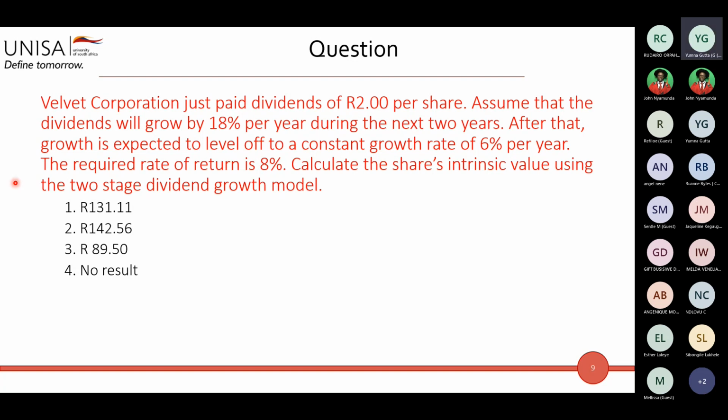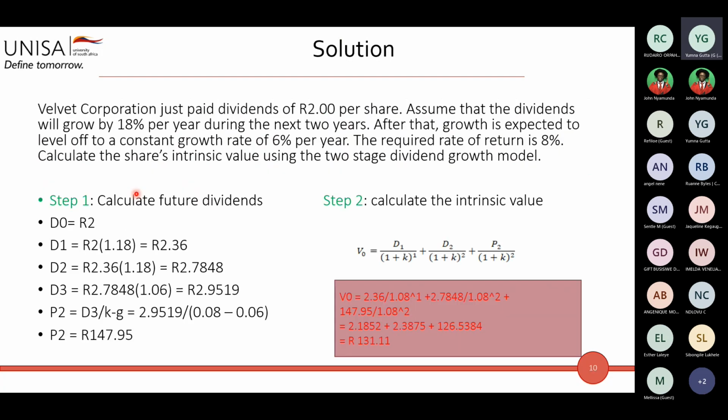So let's see if you've done your dividends right. To get from D0 to D1 is 1.18. You times by 1.18, then after that you times by 1.18 again. Should we show them the answer, Yumna? Yes, we should get to the answer.